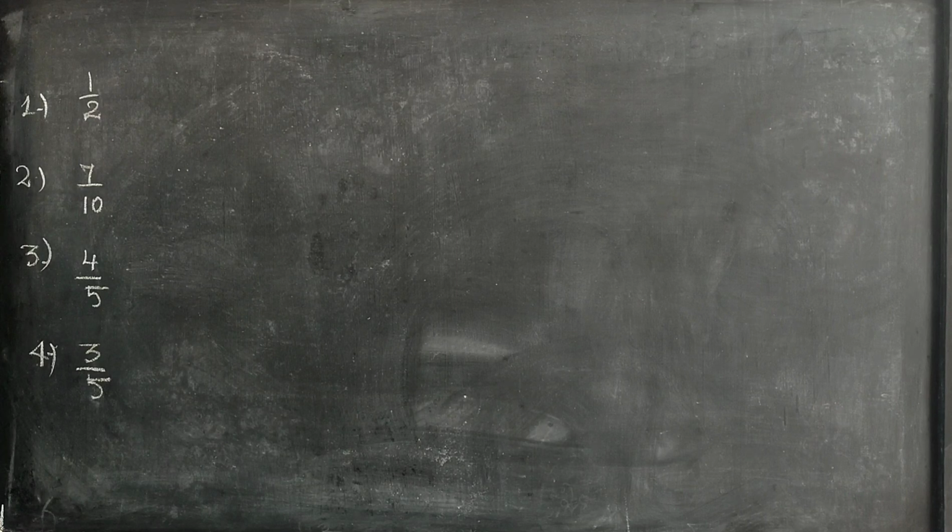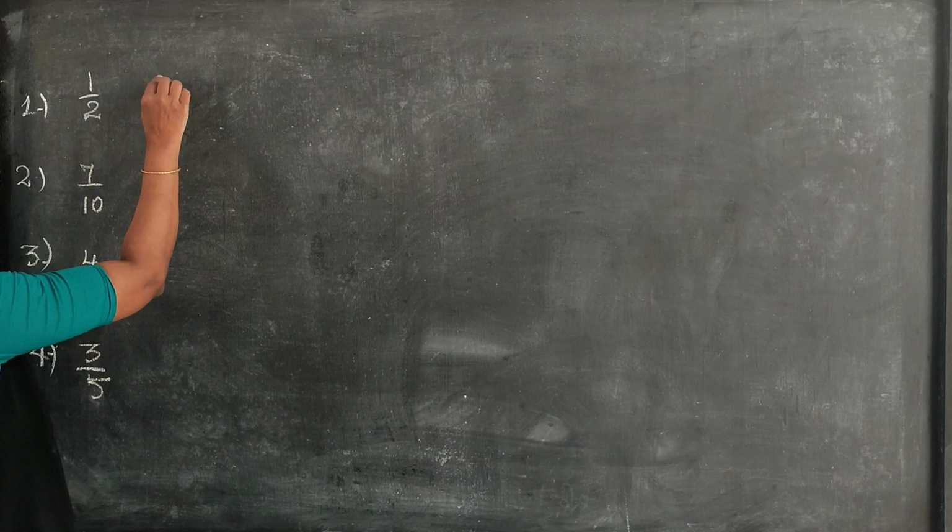In this class, we'll discuss conversion of fractions to decimals. Let's start now. This is the first sum, and it is given as 1 by 2. Here the denominator value is 2 and the numerator value is 1. Here the value of the numerator is very less when compared to that of the denominator.